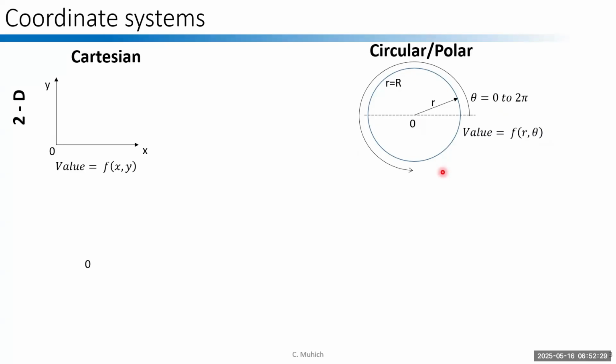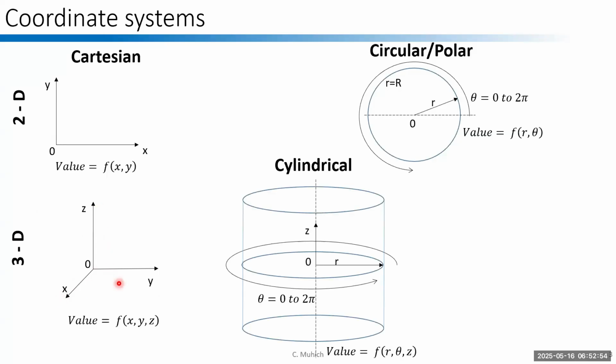We can write similar concepts in 3 dimensions or higher dimensional space, and we can again think about things in Cartesian systems or polar systems. Starting with our Cartesian system, we can have a function that derives from x, y, and z in that coordinate system.